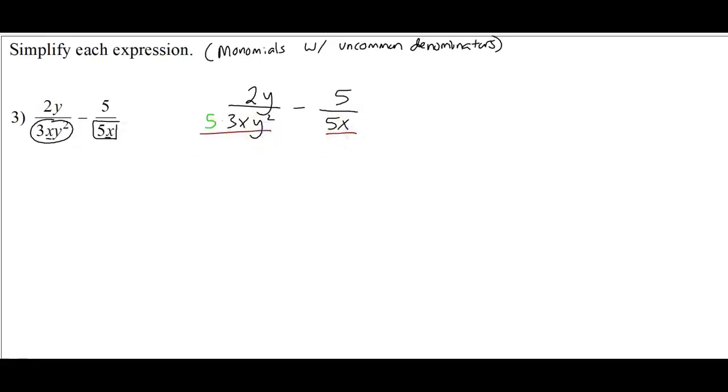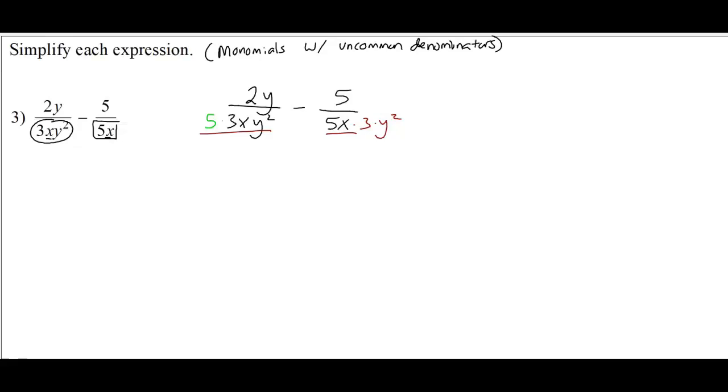So what does the right side need? Well, it doesn't have a 3, right? So I need a 3 down there. And it also doesn't have a y squared. So I need to multiply a y squared down there. So that's the idea. Whatever they're missing, we need to multiply it to make them match.